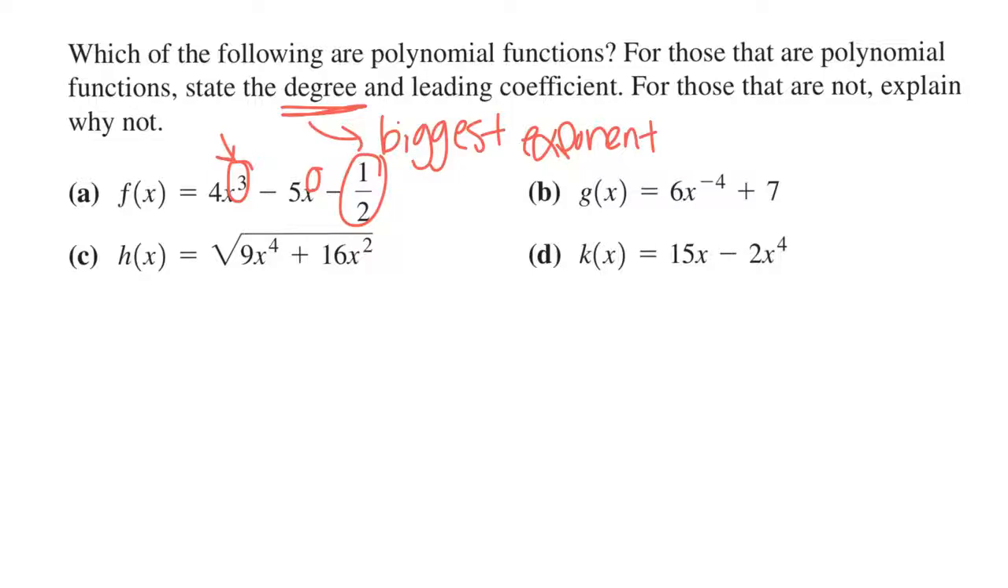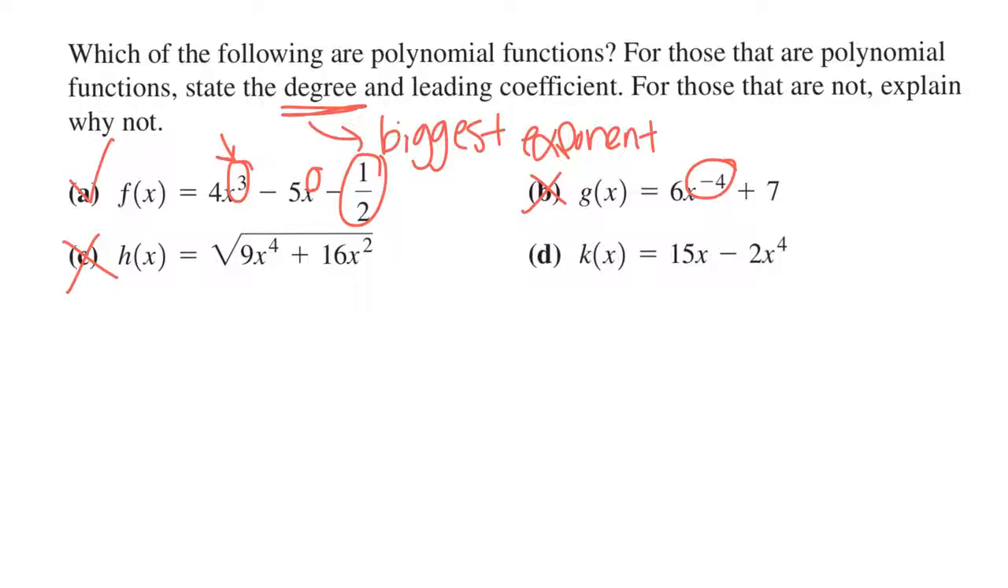If we look at b, b is not a polynomial function because of this negative exponent. That's going to put that x term in the denominator. So a is, b is not. Now let's look at c. h of x is equal to the square root of 9x to the 4th plus 16x squared. C is not a polynomial because you cannot actually simplify this into a polynomial. If this was a different function, sometimes you can do the square root of different parts and you will get a simplified thing that is a polynomial, but not this time.